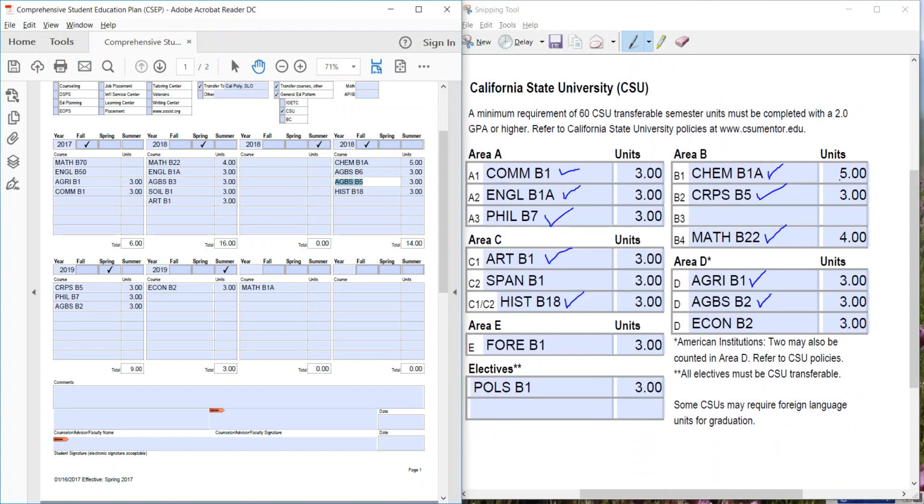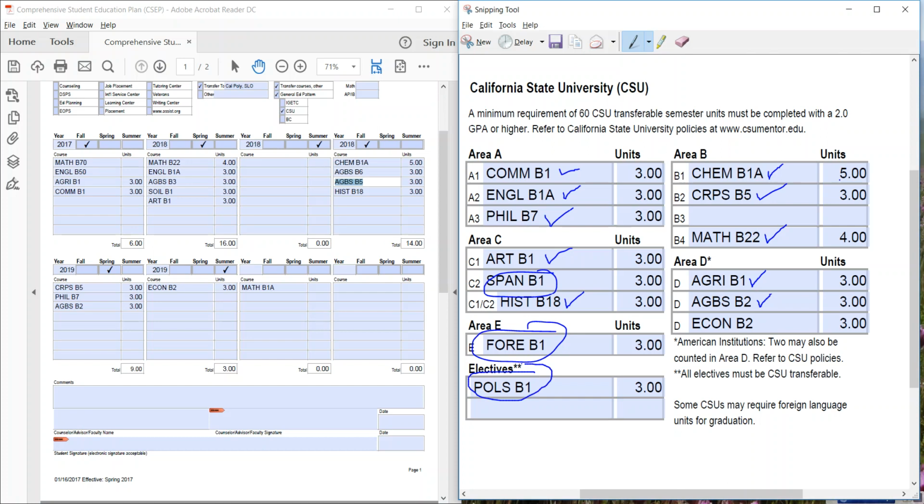So let's go to this one. We still need to plug in our Spanish class, our forestry class, our political science class, and we did plug in this econ one, so we're done with that. So let's go ahead and say we're going to take forestry B1, and that's a 3-unit class, and then let's do poli-sci, political science B1, that's a 3-unit class. So if we have this one and this one done, we're going to have to take this one during summer.